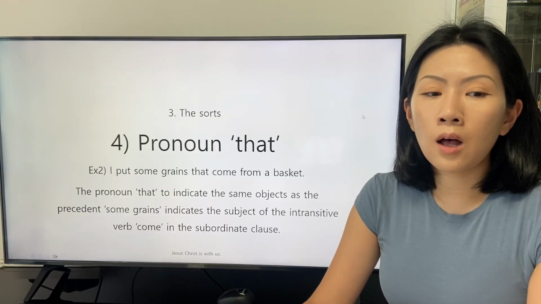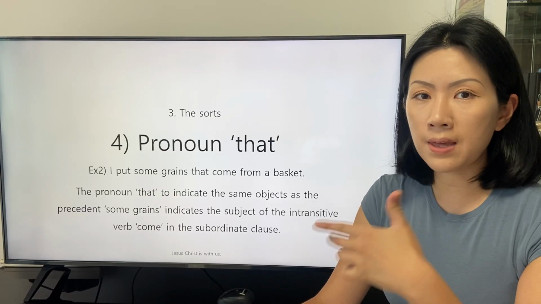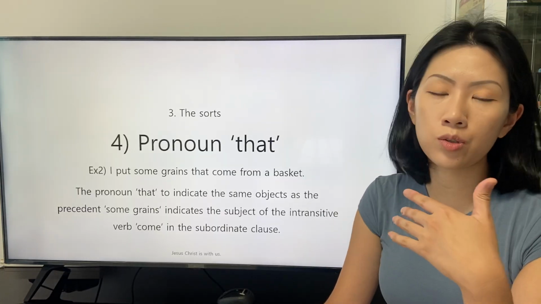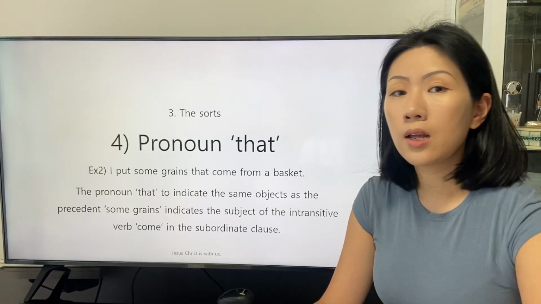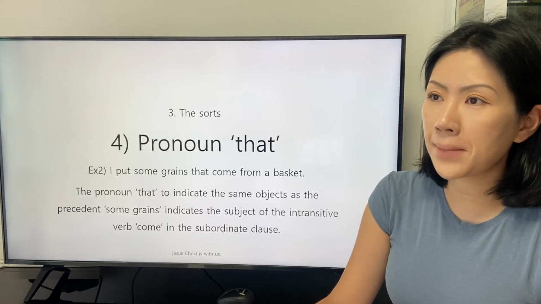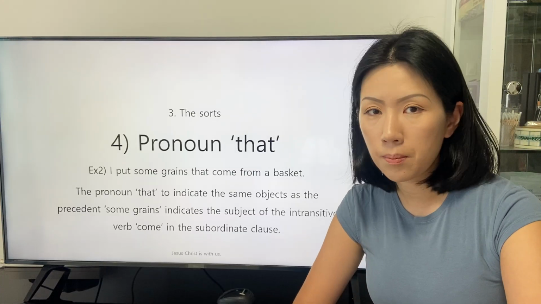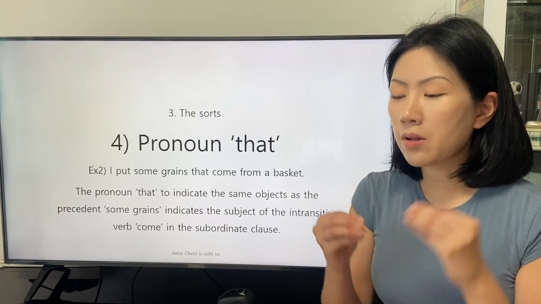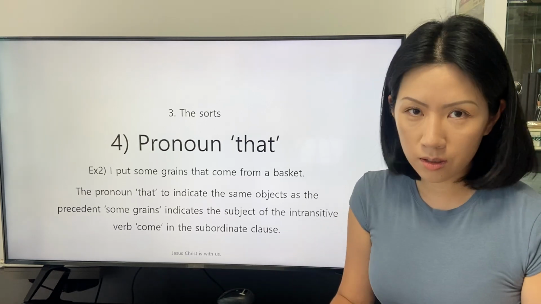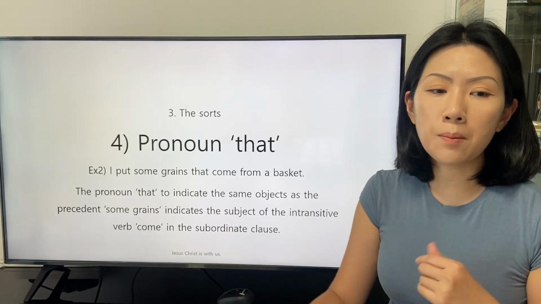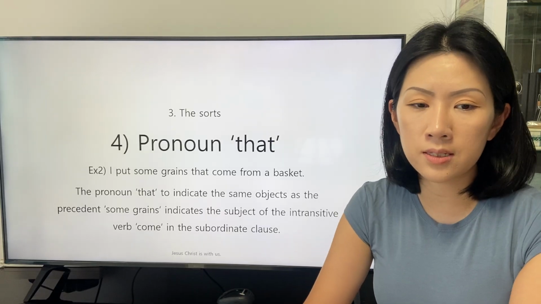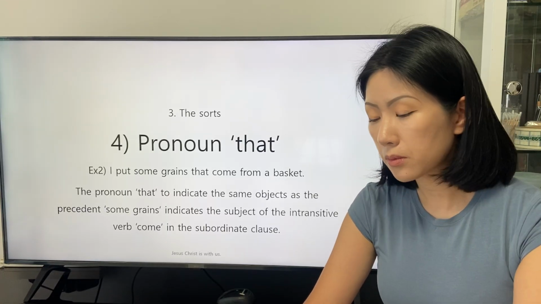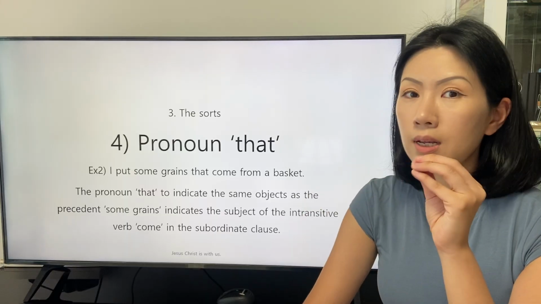The pronoun that is able to indicate the subject or object that are people or not people. The pronoun that can indicate any object or subject. The pronoun that indicates the same object. This is obviously different from the application of the pronouns who and which.